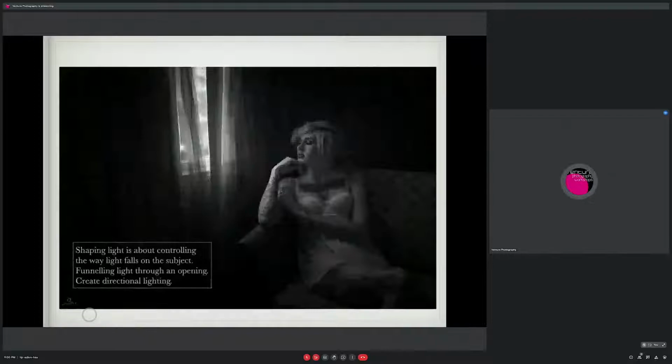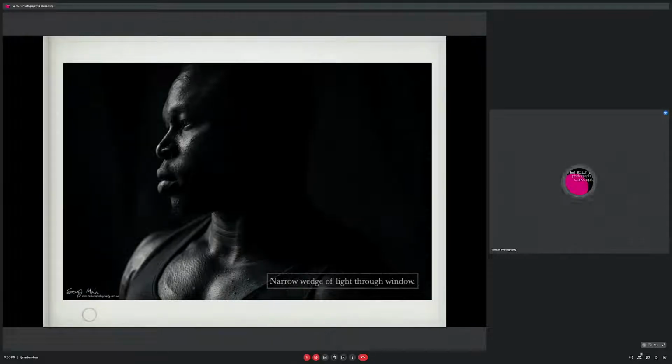In the most simple way of doing it, you can use a window. So here is Brie again, and that's the window. You can pull the drapes shut to basically funnel light through an opening, creating directional lighting. Then you just position the person within that light itself. You can make the window light very, very narrow, so it's a very narrow wedge of light coming through and create very dramatic portraits that way.